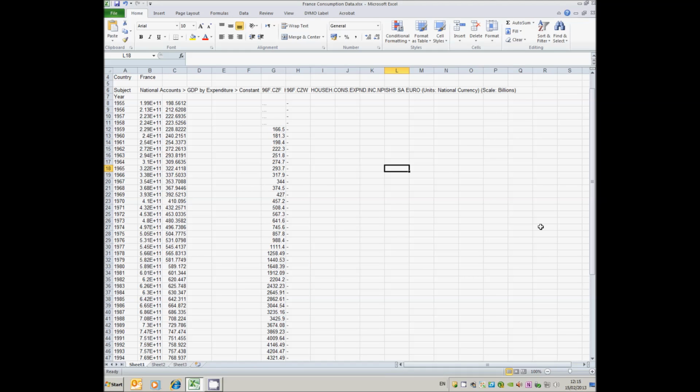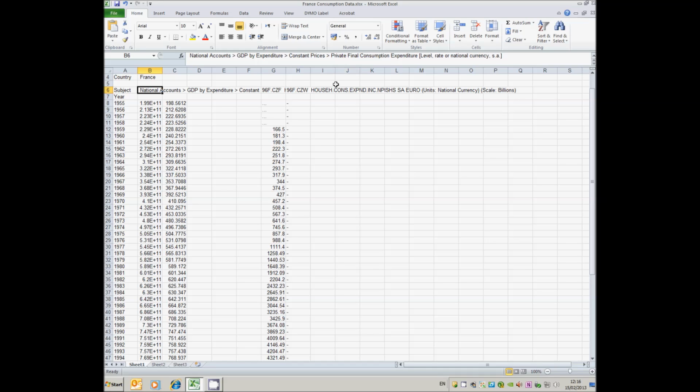The second problem we face is that we're not quite sure what the series is being measured in. If we look at the definition, then we see that there's no mention of what currency this series is measured in, and secondly, we don't know what base year is being used to calculate the constant price series.